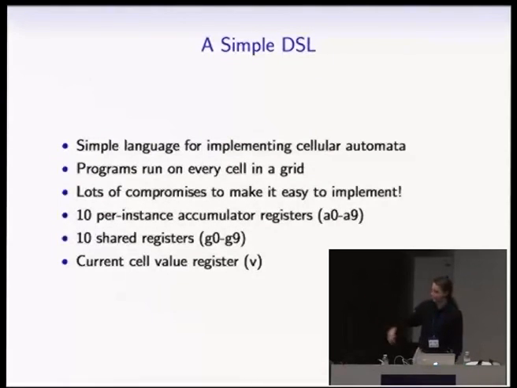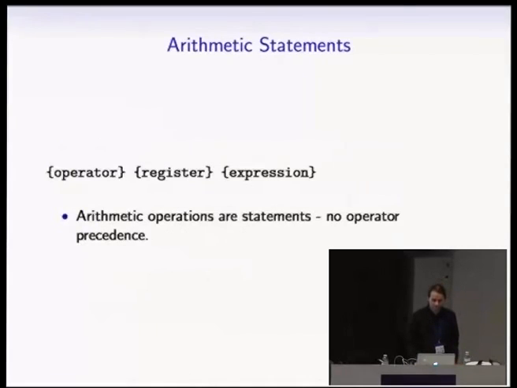And it also has a special register V, which is initially the value of the cell in the old grid, and then your program runs and it sets the value of V. There are a few simple things, so we have some simple arithmetic things, and again, because I'm lazy when it comes to writing parsers, the operator comes first, and then there's a register, and then there's an expression. So, for example, plus A1, 1 would increment register A1.